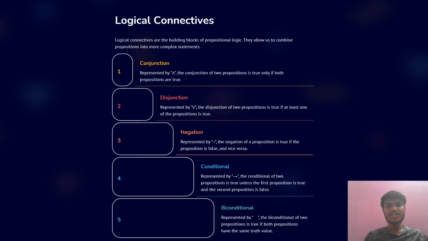Negation. The negation of a proposition is true if the proposition is false and vice versa. Conditional. The conditional of two propositions is true unless the first proposition is true and the second proposition is false. Biconditional. The biconditional of two propositions is true if both propositions have the same truth value.